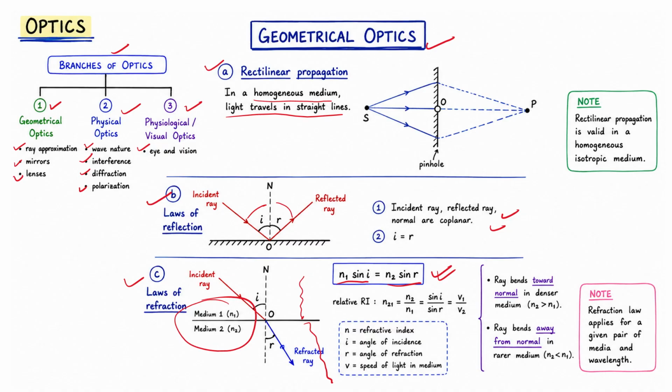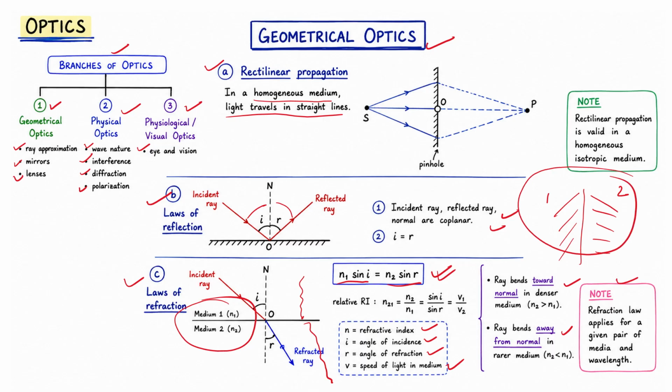Now there are various numericals related to this equation, where n is the refractive index, i is the angle of incidence, r is the angle of refraction, and v is the speed of light in the medium. Now, a few important notes: the ray bends towards the normal in a denser medium, and the ray bends away from the normal in a rarer medium. Another important note is that the refraction law applies for a given pair of media and wavelength. So when you are studying refraction, when there is medium 1 and on the other side we have medium 2, this is where the law of refraction applies.